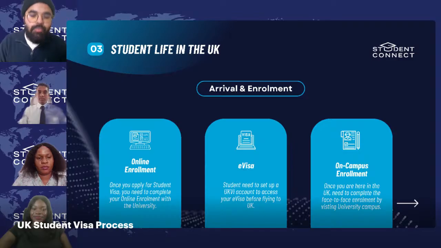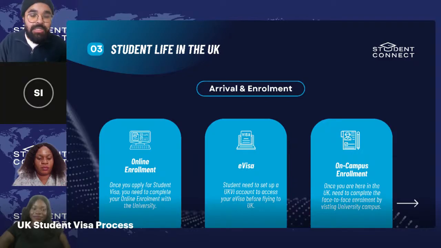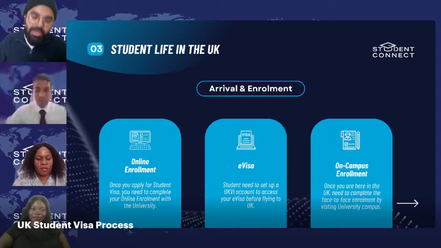Right after that, once you successfully receive a visa, these days in the UK there is no BRP card, so you have to have your e-visa. In order to have your e-visa, right after getting your visa successful email, you have to set up the UKVI account. Once you set up that account, they will ask you to provide some information and some photos as well, and after that, your e-visa will be activated. With that e-visa, you can travel through immigration. And once you are here in the UK, it's very important you finish your on-campus enrollment as well. You have to visit your campus.